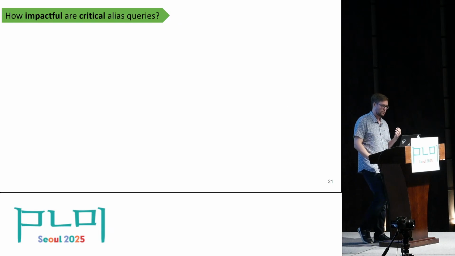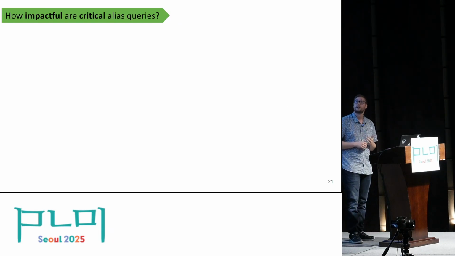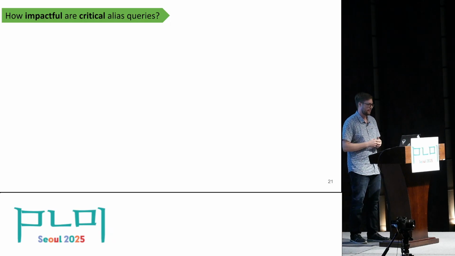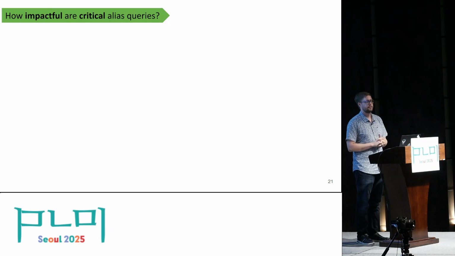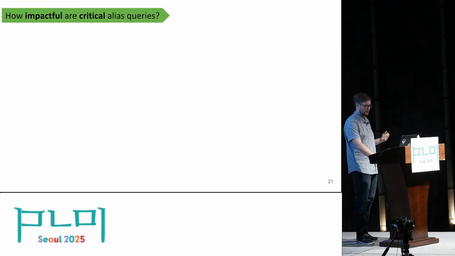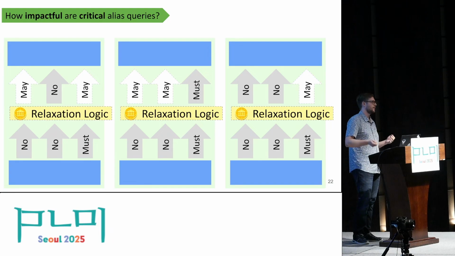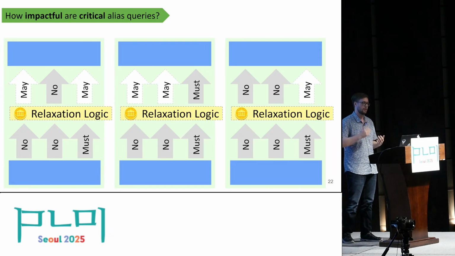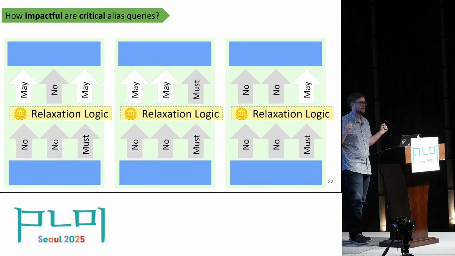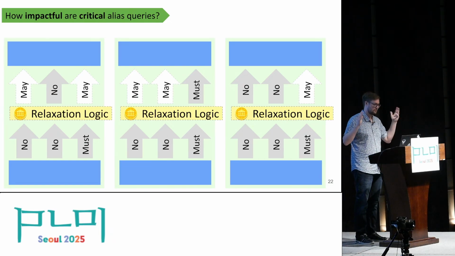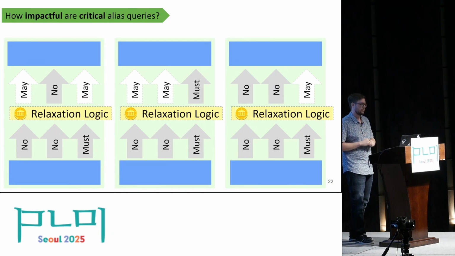Now, let's go on to the third question. How impactful are these critical alias queries? To answer this question, the experiment we designed is that we essentially handed a coin to our relaxation logic, and on each query, it would just flip that coin. With a 50-50 chance, it would relax the query or it would not relax the query. So here we ran 10,000 runs of this randomized alias analysis compiler version for every compilation unit. And then we had a lot of binaries.